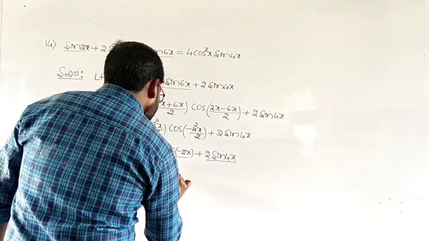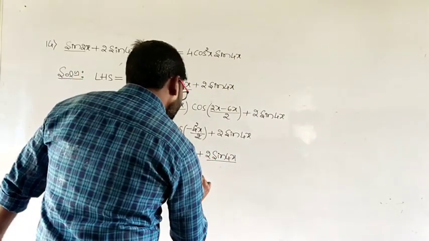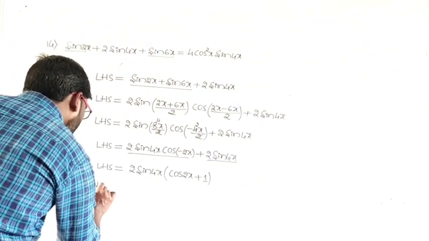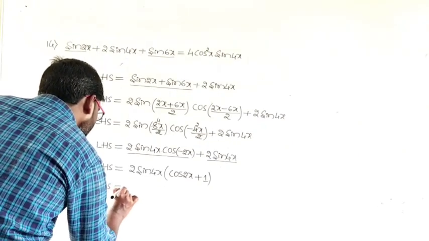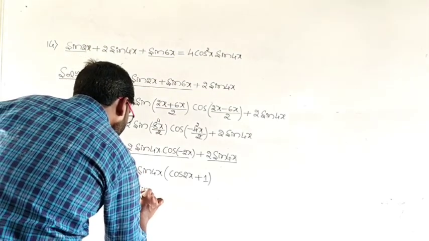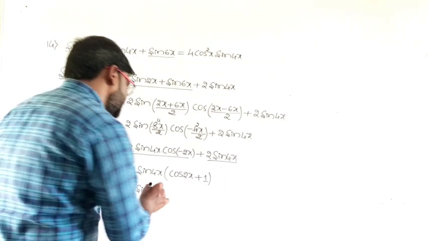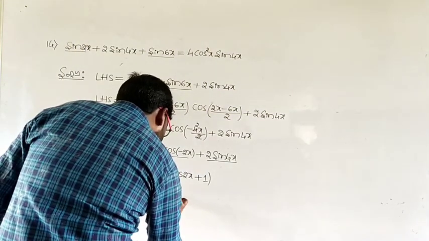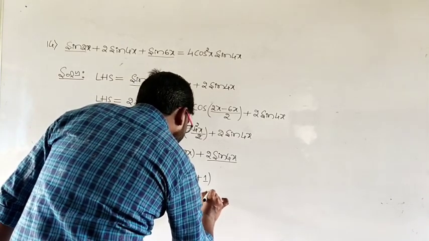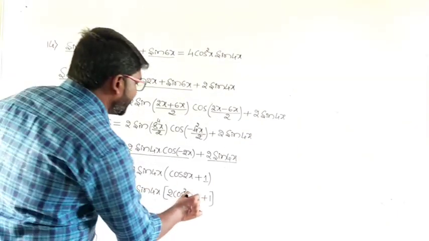So it is cos 2x, since cos of minus 2x is cos 2x, and plus 1 remains after taking the common term. So now the left hand side is equal to 2 sin 4x, then cos 2x I can write as 2 cos square x minus 1, and plus 1 at the end. Then minus 1 plus 1 will be 0. These two get cancelled.